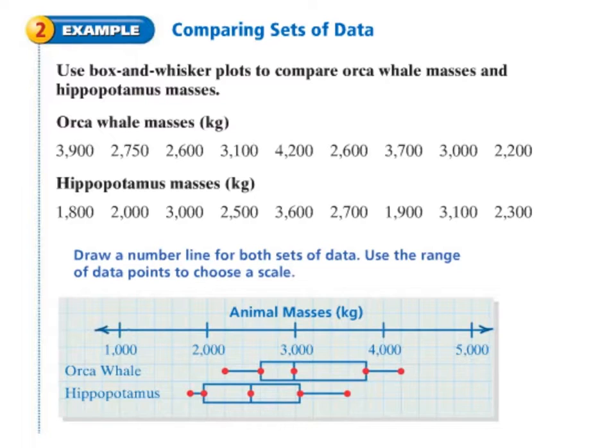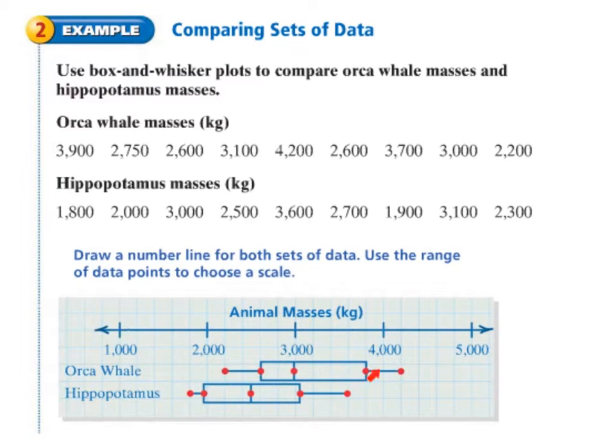For instance, we can look here and say overall, orca whales are bigger, right? I mean, look, their median is almost at the quartile 3 for hippopotamuses, so they're gigantic comparatively. So overall, hippopotamuses are smaller. We can say that for sure.